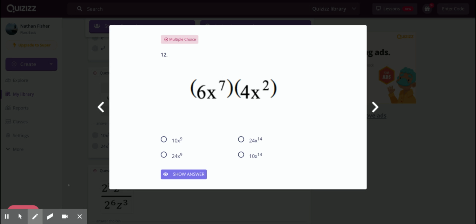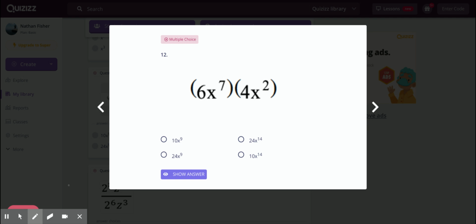So we're going through a quizizz that we had made for my class, and we're going to pick out just a couple to show an example of each of these. The first one here, we have multiplication. We can tell that we have multiplication because we have two sets of parentheses next to each other with no other operation shown in between, no plus symbol or minus or anything like that.